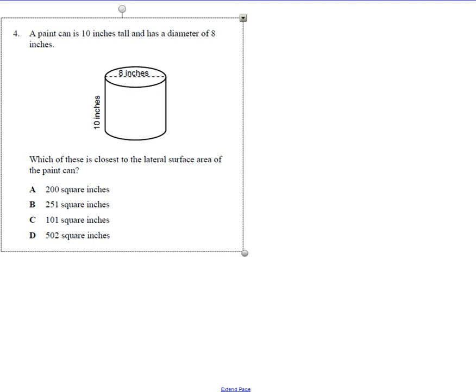A paint can. All right, finally we get an easy one. What is the lateral surface area of this paint can? So a paint can is in the shape of a... Cylinder. Feel free to answer, new kid. So lateral surface area, if we go to our chart, is just the circumference of this, which is 2 pi r, times the height.